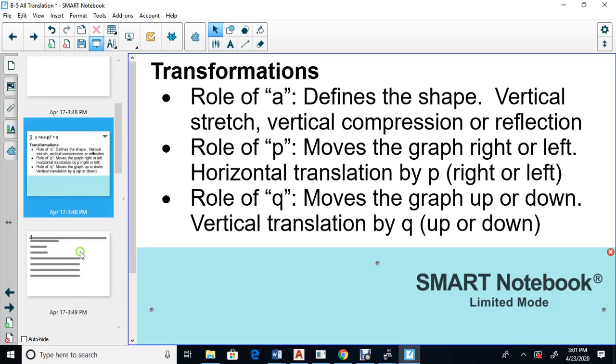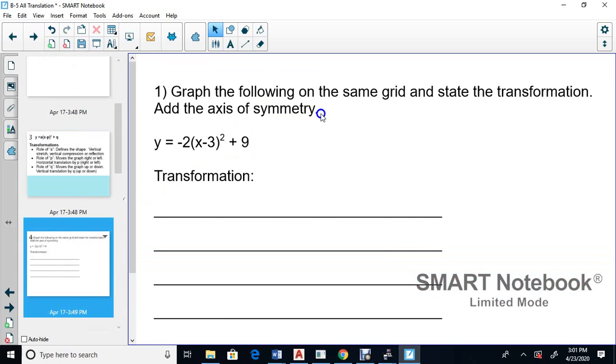Okay, let's take a look here. Graph the following on the same grid and state the transformation. And we'll also add the axis of symmetry. So first I'm going to graph it and then we'll do the transformation here. So here's what I do first, okay?